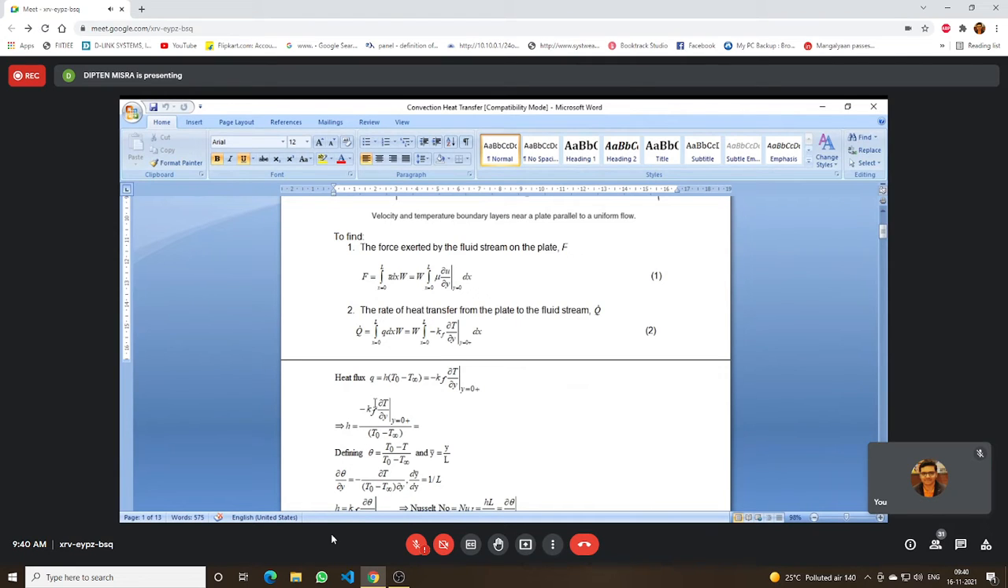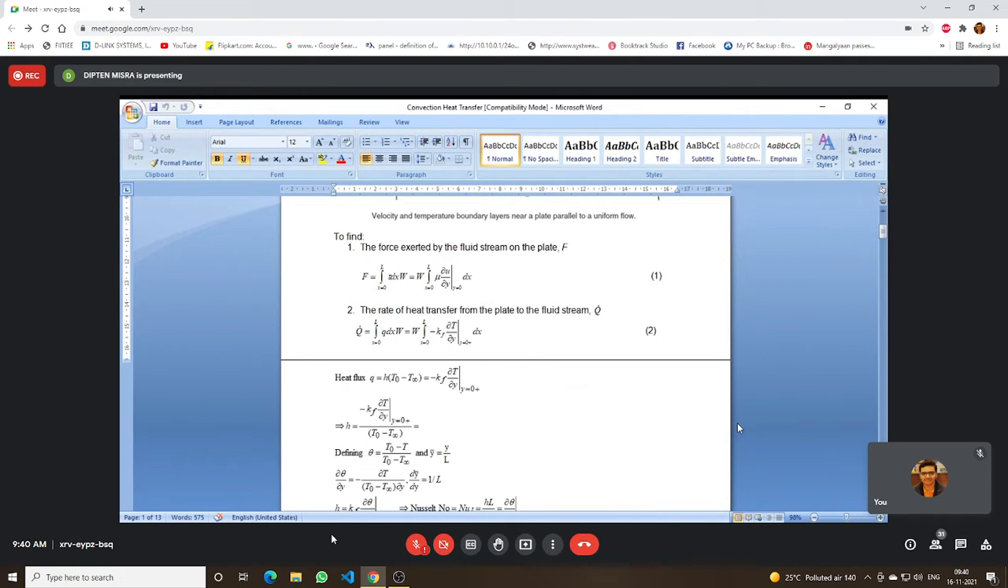Here also we require the temperature gradient, divided by the temperature difference, which will give us the value of h. So to find out the force, we require the velocity gradient. To find out the heat transfer rate, we require the temperature gradient. And also to find out the value of h, we require the temperature gradient. So what we understand is that for finding out the basic quantities of force and heat transfer, we require to know how the velocity varies with y, and how the temperature varies with y.